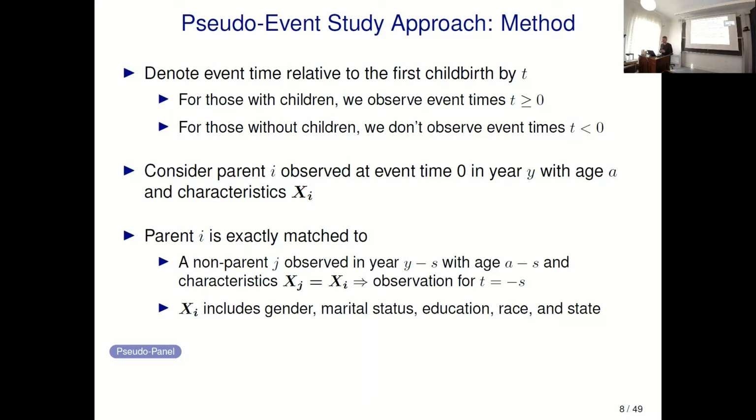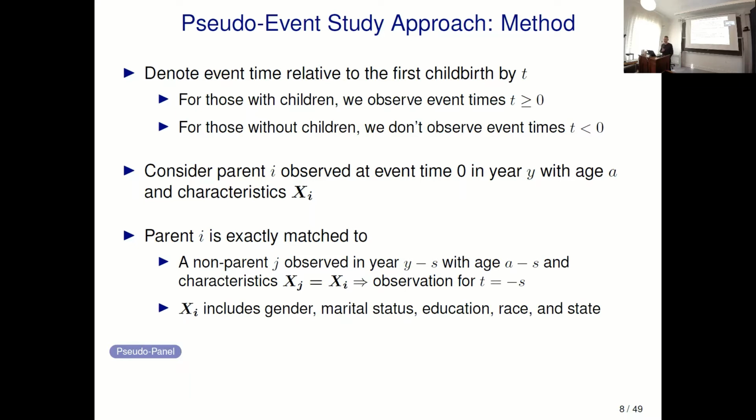Then we have a bunch of people without kids, and for them we don't observe event times. We know neither whether or not they will ever have kids, and if they do have kids, we don't know when. So we can't assign negative event times. Now, we need to turn that into a panel where we have both positive and negative event times. I've tried a number of different ways to do it. There are more or less sophisticated or complicated ways of doing it.